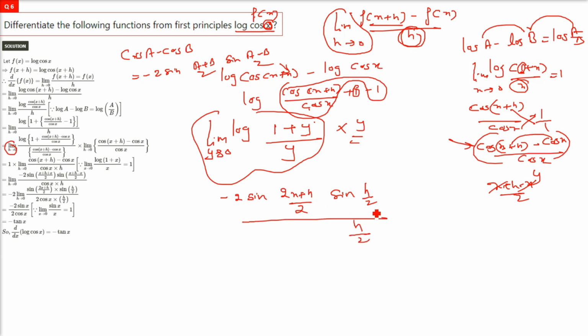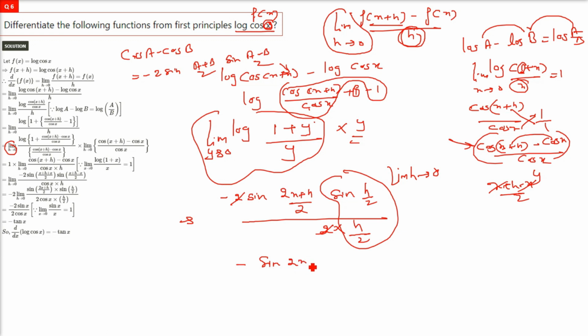But still, you know that sine theta by theta. So you need a theta in the denominator. So h by 2 has to be there. So 2 multiplied by h by 2. Now apply the limit in this circled area. It will be 1. Sine theta by theta, limit theta tends to 0 equals 1.